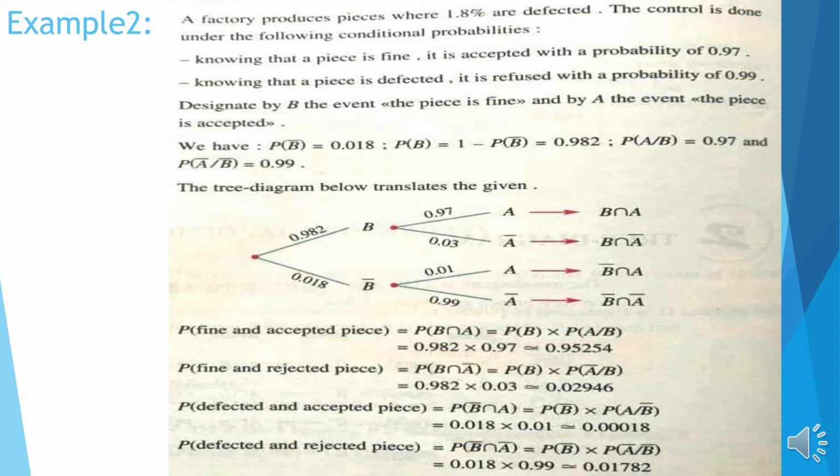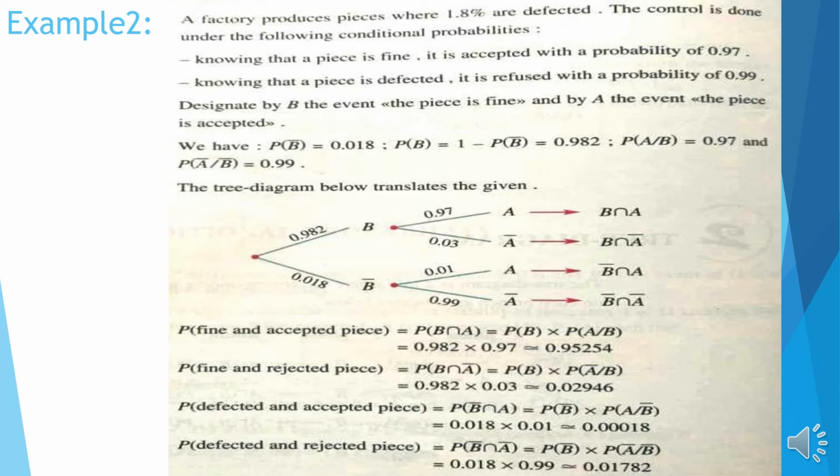So fine and accepted is the first arrow. Fine and accepted is the first arrow. This is the probability of a fine and accepted piece, meaning B intersection A. You can give the answer from the tree diagram if you multiply the probability of B times the probability of A given B, which is 0.982 and 0.97.